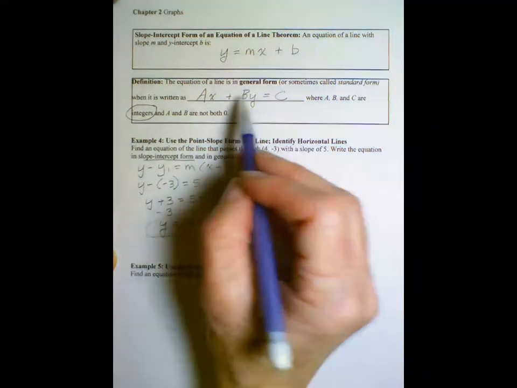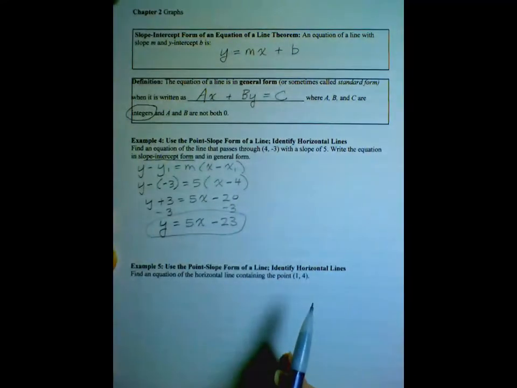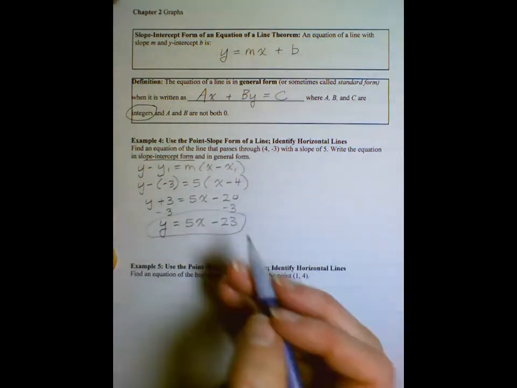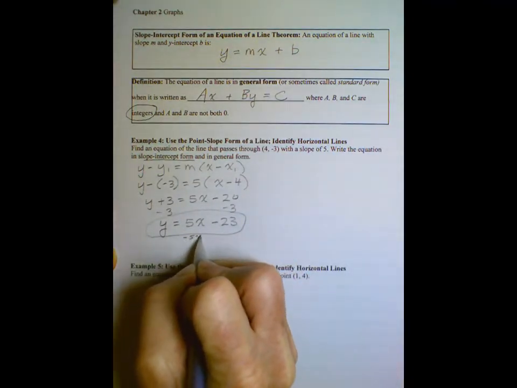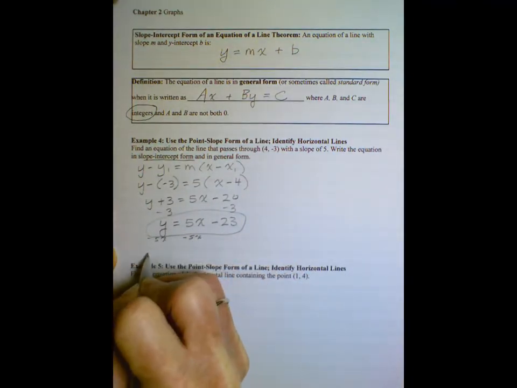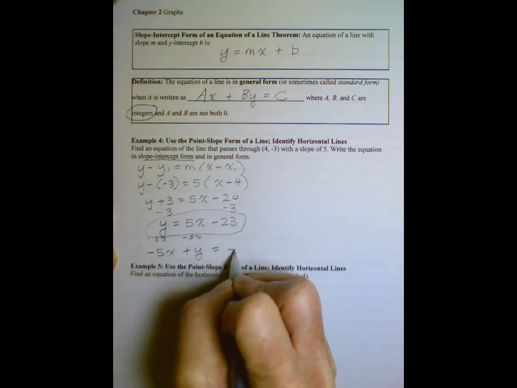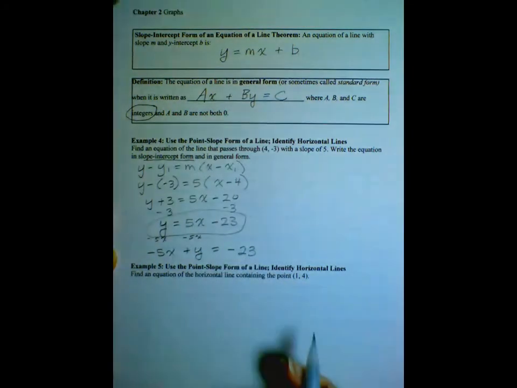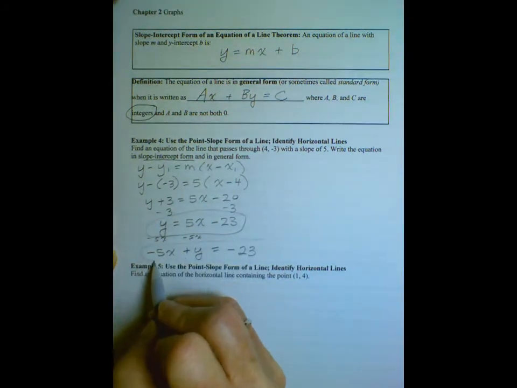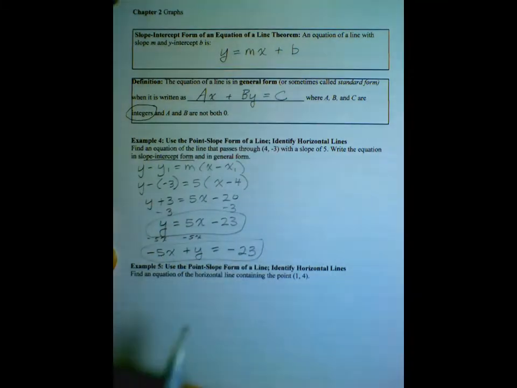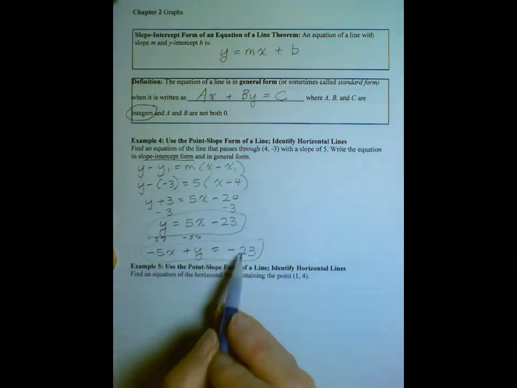And now we need to get it in this format. So what do we do to get it in that format? Well, we need the x and y on the same side. So I'll subtract 5x from both sides. And I have -5x plus y equals -23. And here is my general form. Notice that a, b, and c are all integers, -5, 1, and -23.